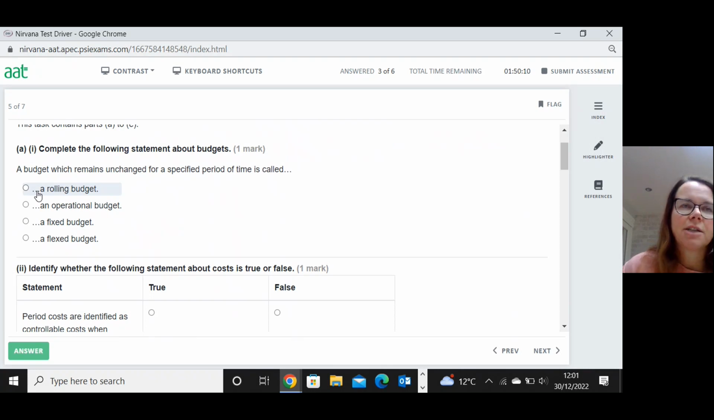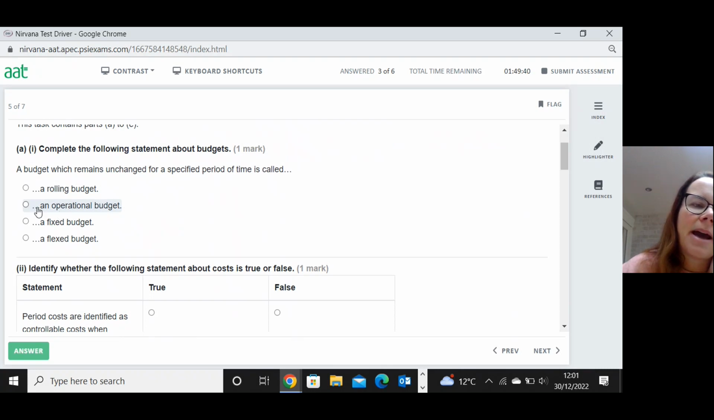A rolling budget is one where you start with your year, so you might have January 2023 through to December 2023. And then as January happens, you roll your budget forward. So it then becomes February 2023 to January 2024. So you're just moving it forward as time moves on. So it's not that. An operational budget.